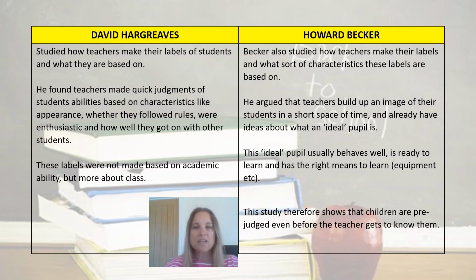Howard Becker, on the other hand, also studied how teachers make their labels, and he looked at the sorts of characteristics these labels are based on. And he said also that teachers build up an image of students in a short space of time, but also, slightly differently, they already have ideas about what the ideal pupil is. And they say the ideal pupil behaves well, is ready to learn, and has the right means to learn, in other words, the equipment. And this study shows that children are judged even before their teacher gets to know them. So that was just a recap on what you've looked at in previous lessons.